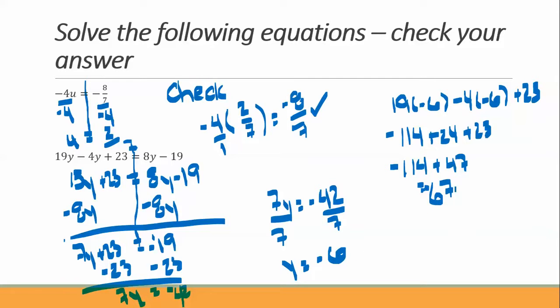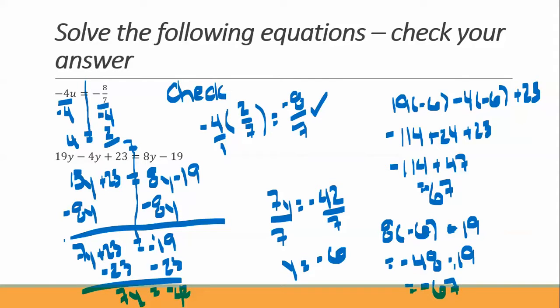Yep. So our first side is negative 67. Let's see what happens to our second side. We have 8 times negative 6 minus 19. That's negative 48 minus 19, which is negative 67. So both sides are equal, so this is our solution.